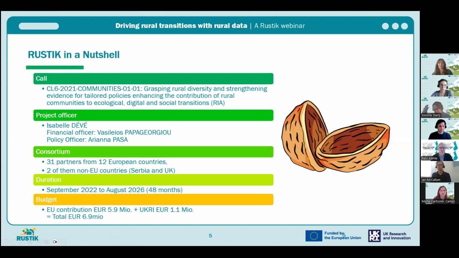Yeah. So in a nutshell, RUSTIK is a project that was approved under the call asking for the topic of grasping rural diversity and strengthening evidence for tailored policies, enhancing contributions of rural communities to ecological, digital, and social transitions. And we have also the pleasure to have a partner project, Granular, and I know that a couple of people from Granular are also participating today, so that's a pleasure. Our project officer is Isabelle Deve, and she's also joining today, so happy to see you here.